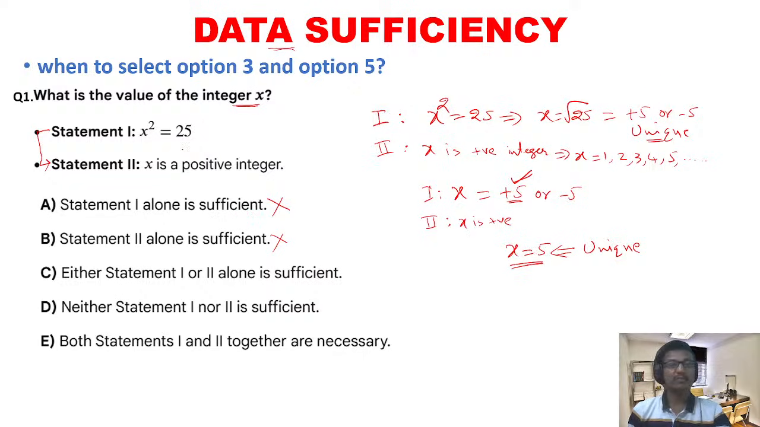So both combined together provide the solution for the given question. Which one is to be selected? Option 5: both statements 1 and 2 together are necessary. This is how you should look at the problem. Hope you got the logic.